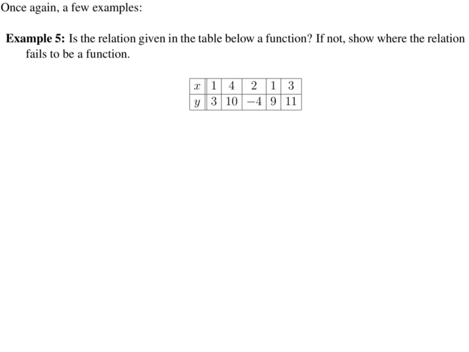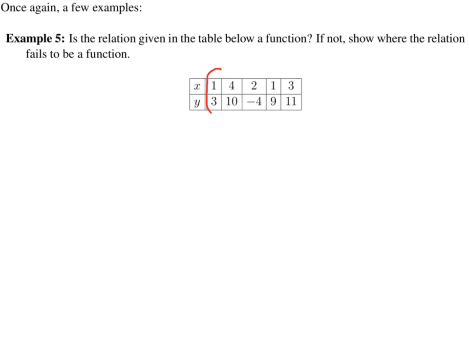Here's example 5. Here we've got a table of values. Is it a function? You might recognize this is the same table of values in example 1, but I'm asking a different question now. All right, so we got this table of values. The first point is when x is 1, y is 3. When x is 4, y is 10. When x is 2, y is negative 4. When x is 1, y is 9. Hey, wait a minute. I thought when x was 1, it was supposed to be 3.